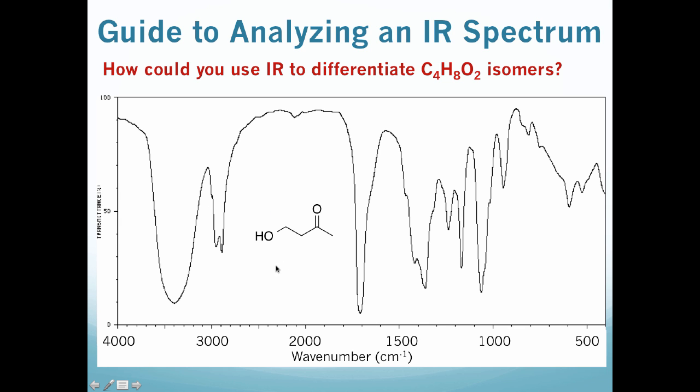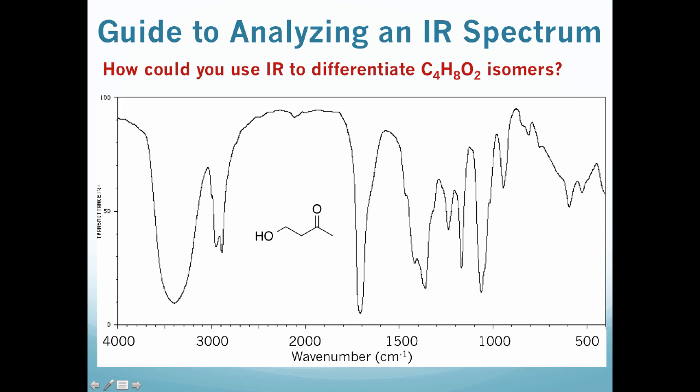The next one we have here, right around 3400 wave numbers, is our OH. Right here just less than 3000 are C sp3 H stretches, which we have in this molecule. Right here just above 1700, that's our carbonyl. And then here at about 1050, that is our carbon sp3 oxygen stretch. So those are the main things you can pull out of this one.